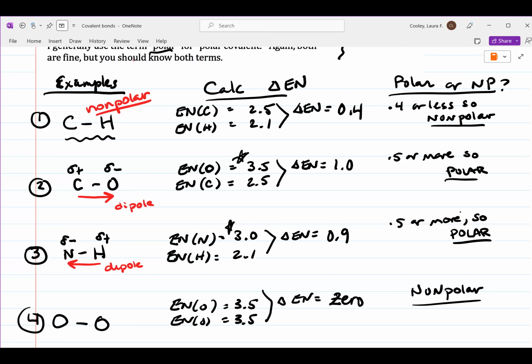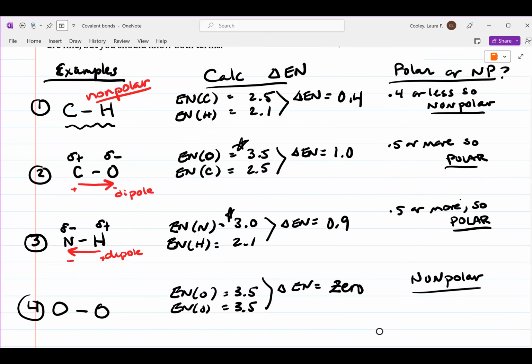Yes, it points from the plus end to the negative end. And a polar bond has a dipole. It's just a statement of the fact that it doesn't have an even distribution of charge. And the dipole is the arrow that points from the plus to the negative. Okay. So does this make sense to everybody?